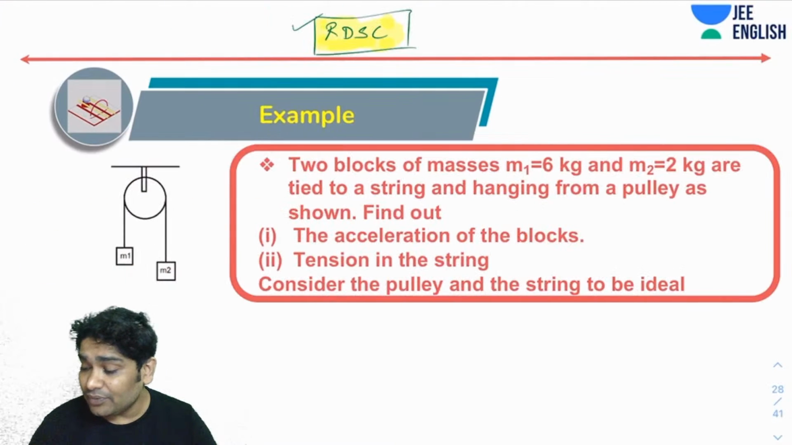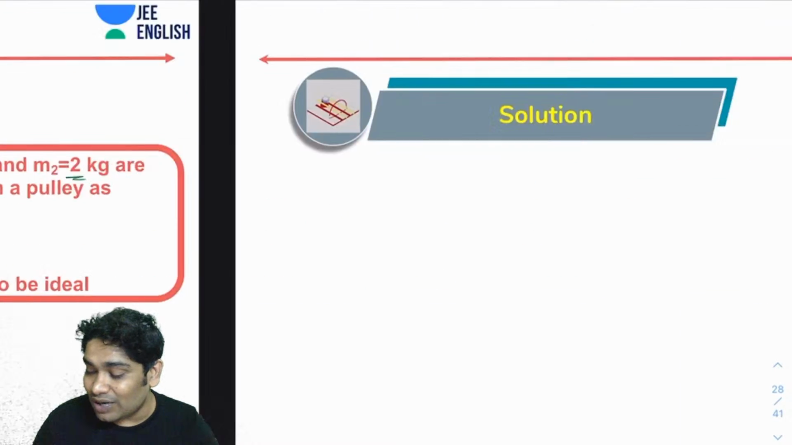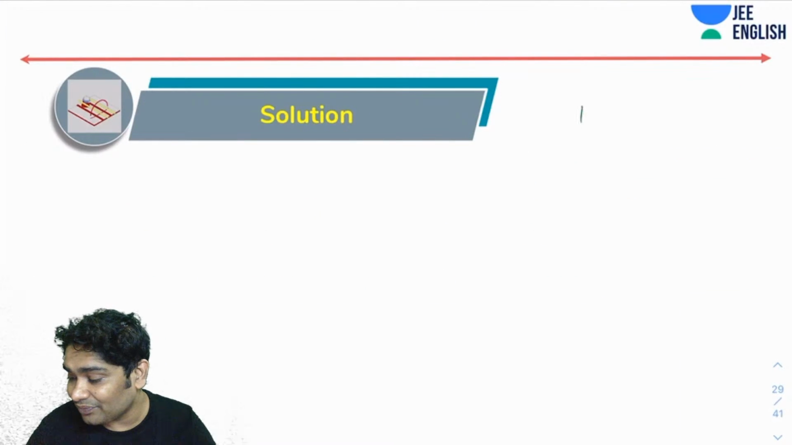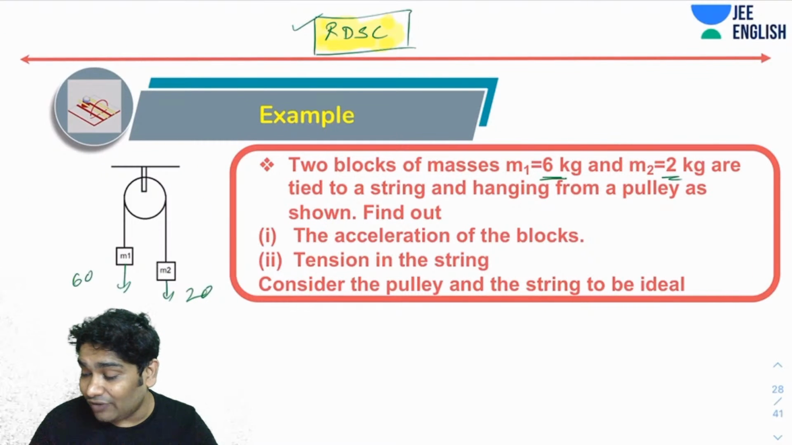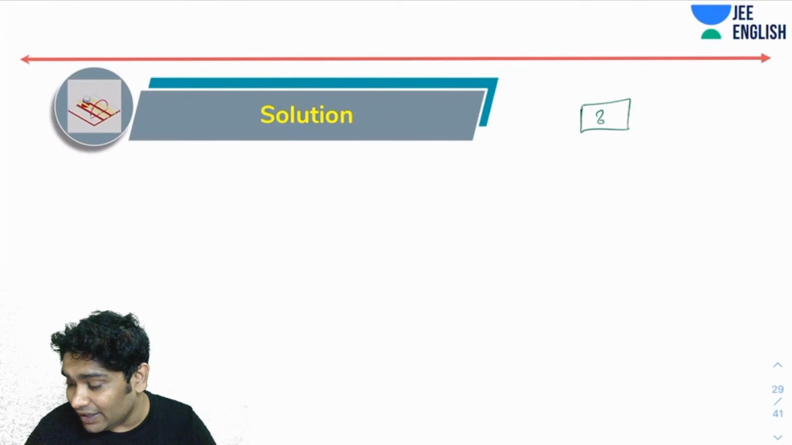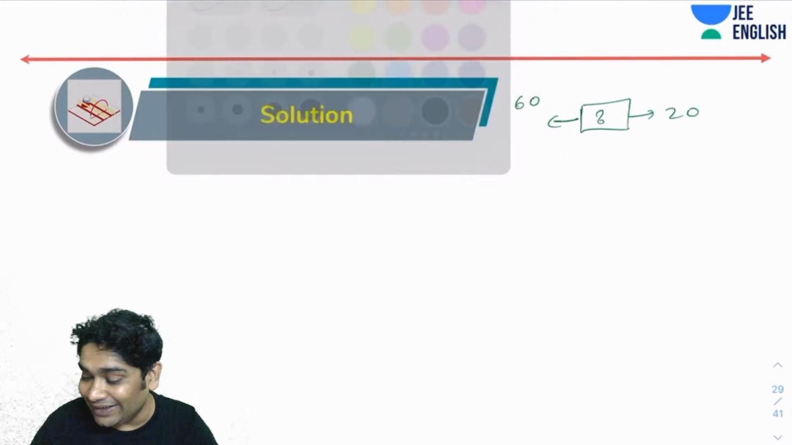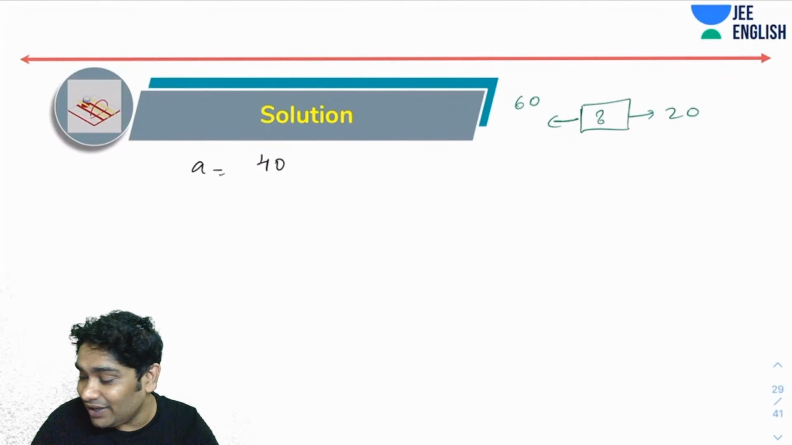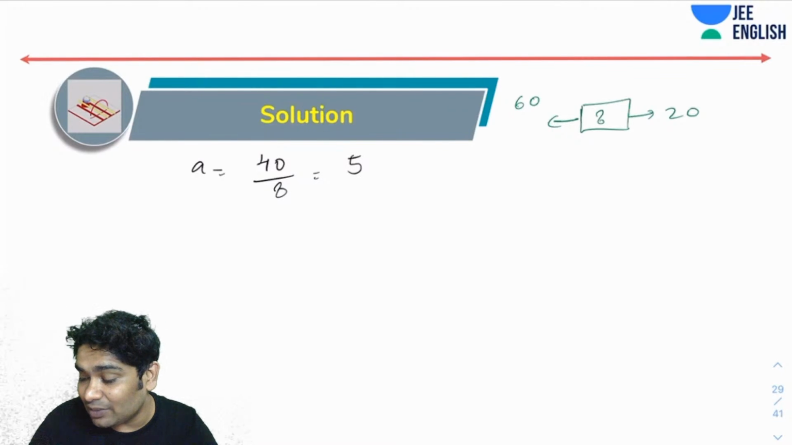All right, so let's see. Again, very, very simple. So the masses are 6 and 2. So here this is being pulled by 60 Newton. This is being pulled by 20 Newton. So I can just take them as one system of 8 kg. So this becomes 8 kg being pulled on one side by 60, on the other side by 20. So the net force is 40. So acceleration would be 40 over 8, which is 5 meter per second square.